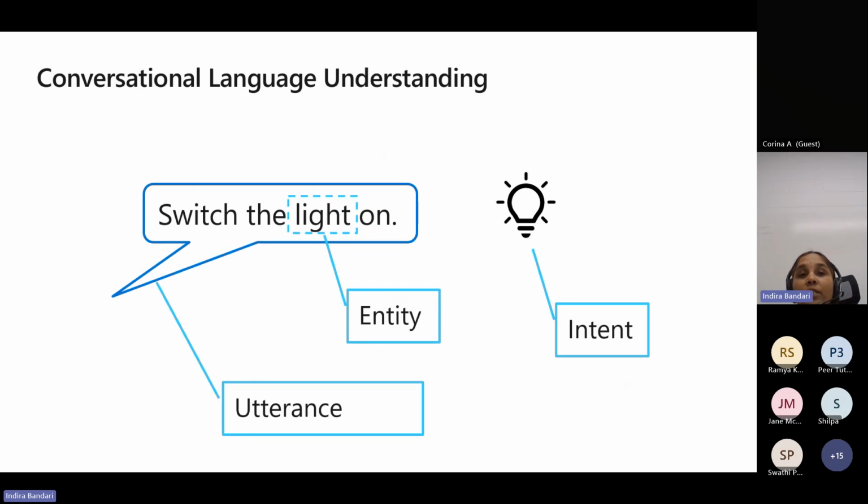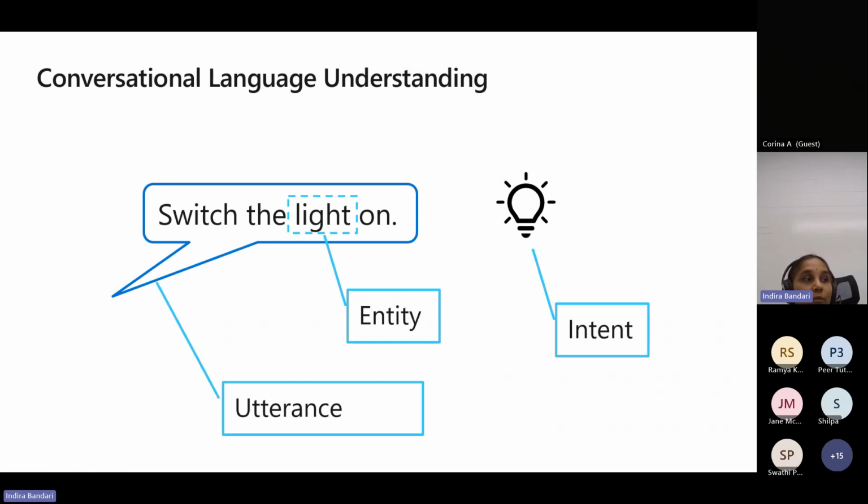Okay, now conversational language understanding. These days you get modern homes, right? Switch the light on. Here somebody has uttered this sentence, so this is called an utterance. And what is the entity here? It's a thing, right? So light. Light is the entity. And you have intent. So you need to understand what the entity is, what the intent is, and what the utterance is.